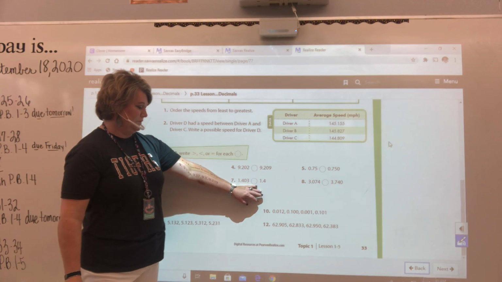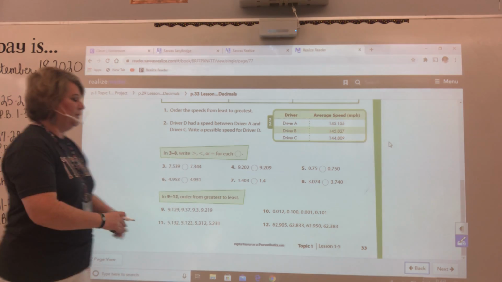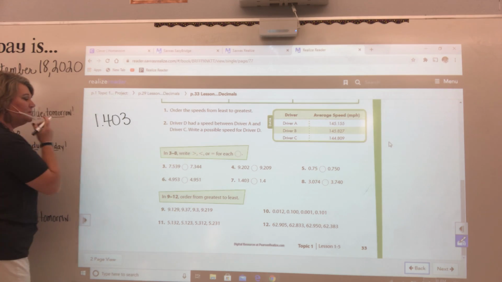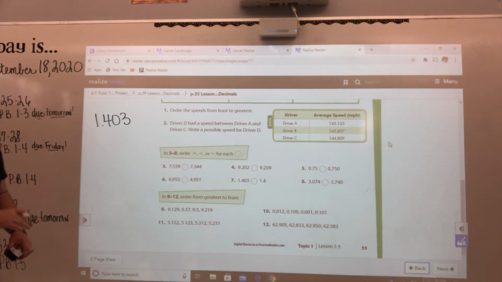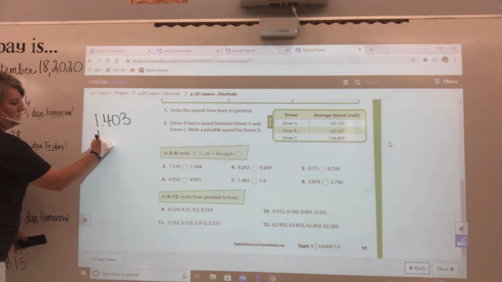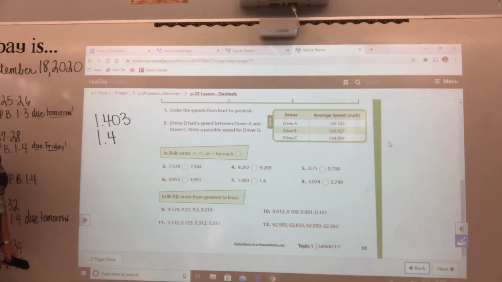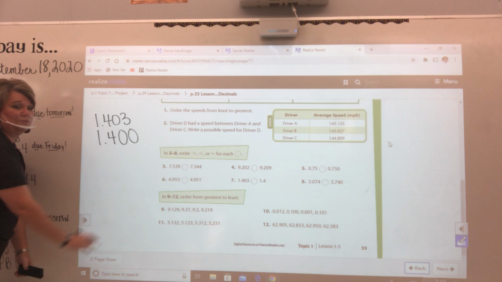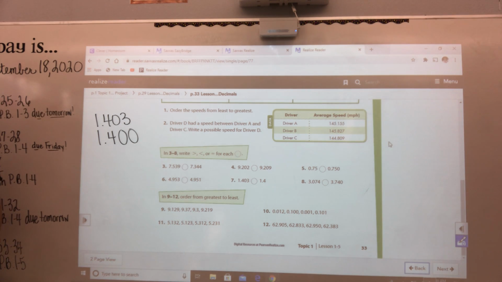So I do want to point out a couple of things. Look at number 7. 1.403. If you're writing 1.403, write this on your scrap paper, and you're comparing it to 1.4. 1.4 would look just like this on your scrap paper. Don't forget, this is refreshing your memory. Don't forget, look, you can do that. Shake your head, big time. Yeah, you want to do that.